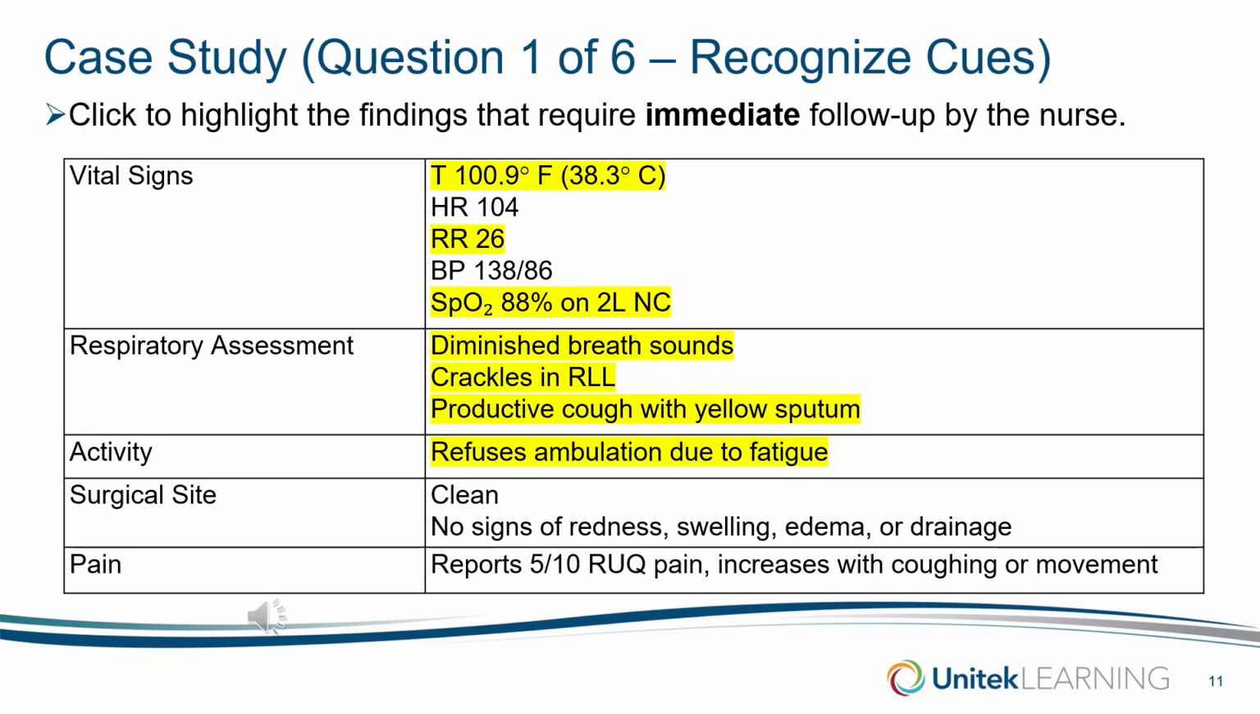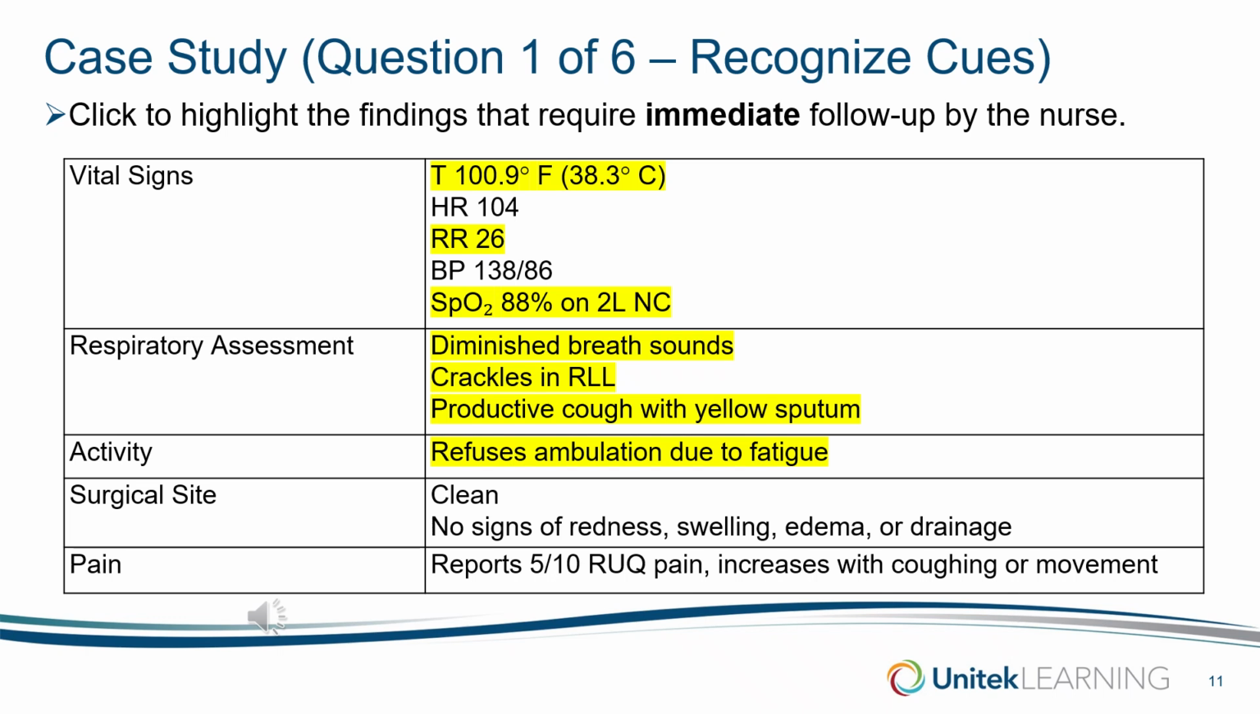Let's review the answers. Here we must look for things such as abnormal vitals, unexpected drainage, new pain, or signs of respiratory compromise. It is important that we think about what changes have happened from baseline. What could indicate infection, bleeding, or impaired oxygenation? Here we see with our vital signs that we have an elevated temp, an elevated respiratory rate, and an oxygen saturation that is not good on oxygen at 2 liters per nasal cannula.